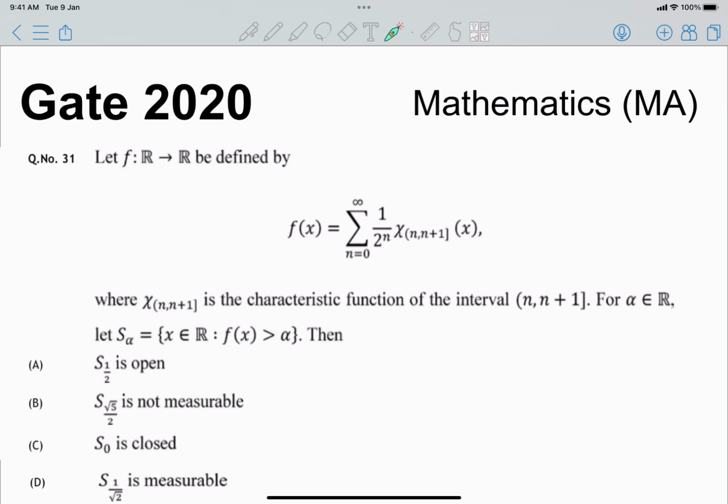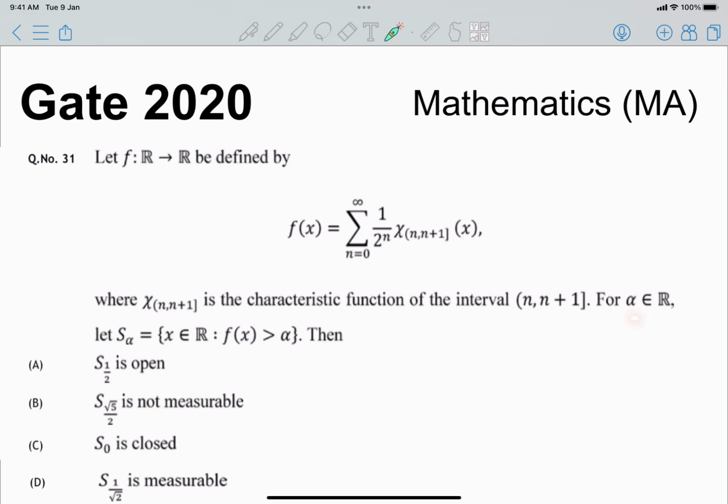Okay, so today we'll solve GATE 2022 question from real analysis. This is question number 31. A function from R to R is given by this: the summation from n equals 0 to infinity of 1 by 2 to the power n, times the characteristic function of the interval (n, n plus 1].